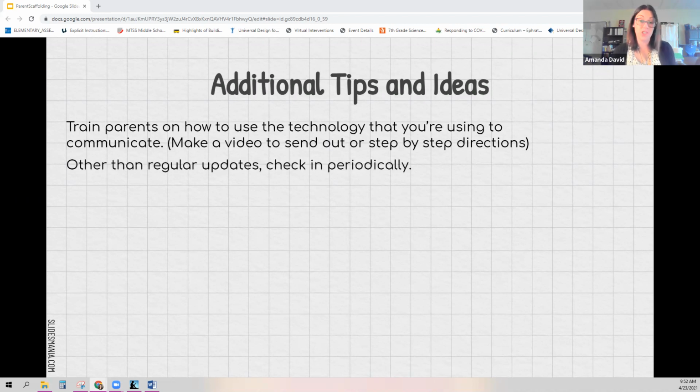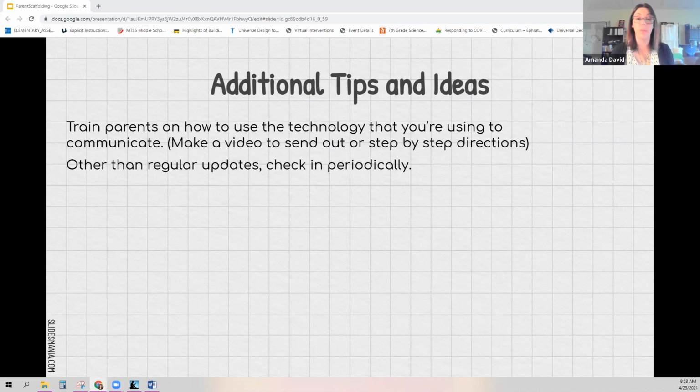Other than regular updates, just check in periodically. When I was a classroom teacher, I had really great relationships with some of my parents just because I would call and check in and just say, hey, just wanted to see if there was anything you needed. How are you? Or if a student mentioned something about, mom had surgery, or they were going through a rough time, just reaching out and saying, hey, so-and-so mentioned that you're getting surgery, just wanted to wish you the best, and reach out if you need anything. Doing something as simple as that can mean the world to a parent.